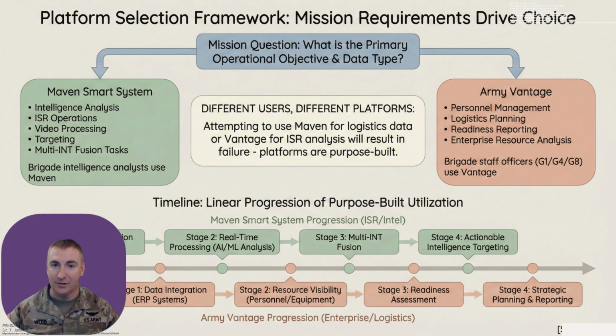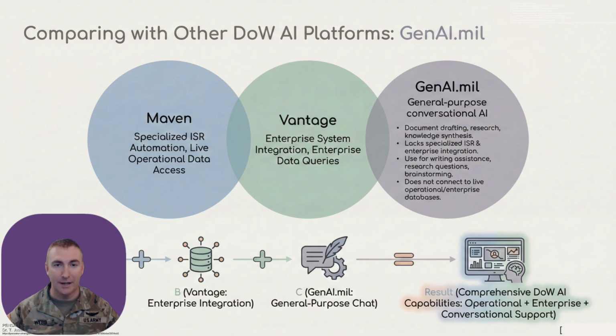Brigade intelligence analysts use Maven. Brigade staff officers in G1, G4, or G8 use Vantage. Different users, different platforms, different missions. Attempting to use Maven for logistics data or Vantage for ISR analysis will result in failure. Platforms are purpose-built for specific missions.